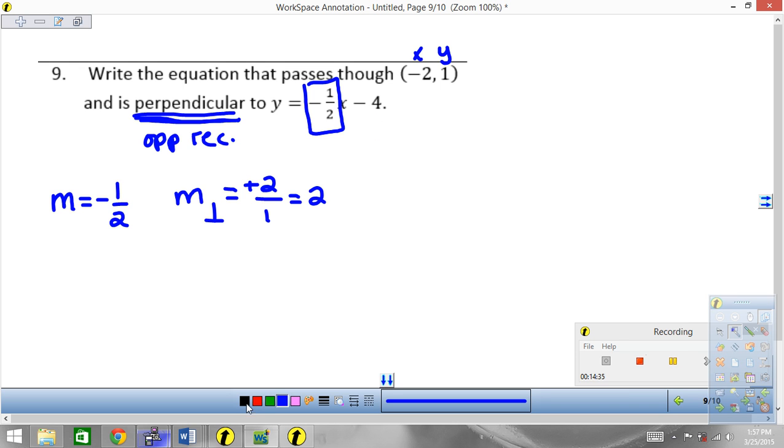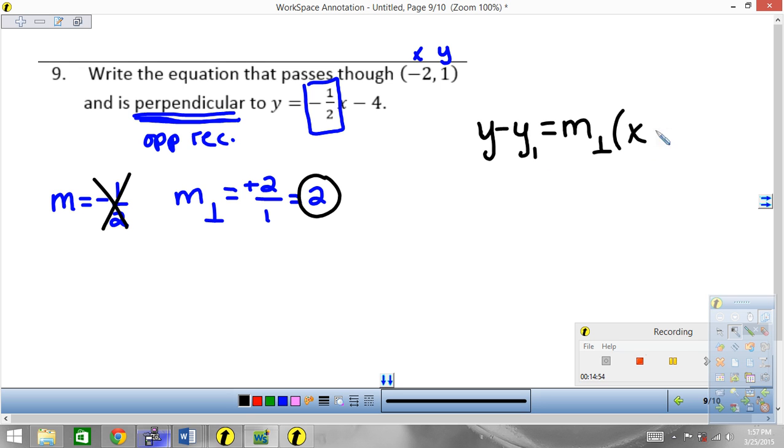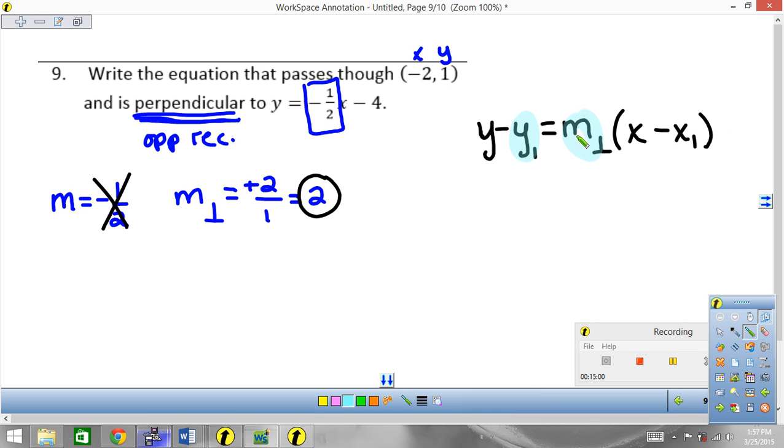There are 2 ways that we talked about doing this in our notes. One way was to use the point slope form, so I will write the point slope form. I'm going to put m perpendicular here because we need to make sure that we're using this number and we are no longer using this number when I use the slope. Then we say x minus x1. So you're going to substitute numbers into the 3 places that I've highlighted. And when you simplify and solve for y, this will give you your equation.